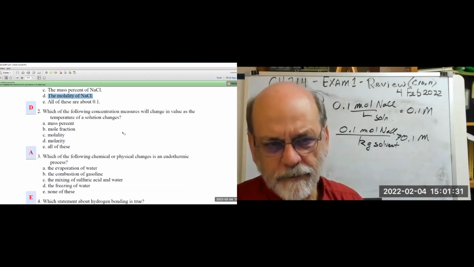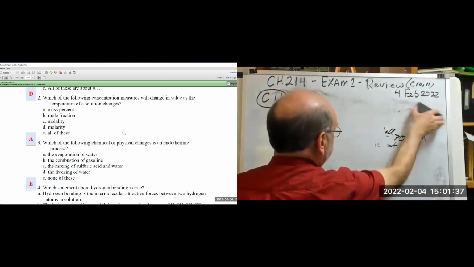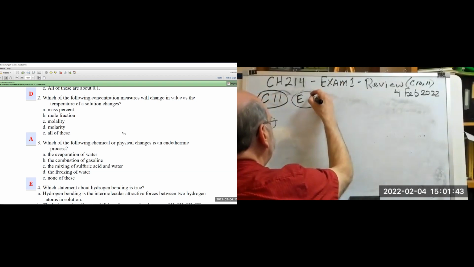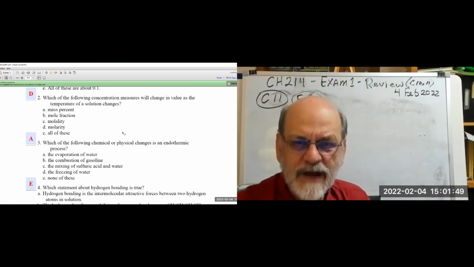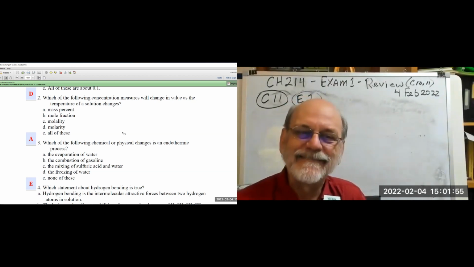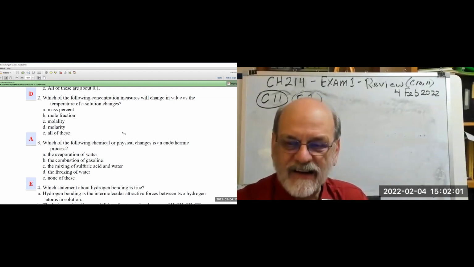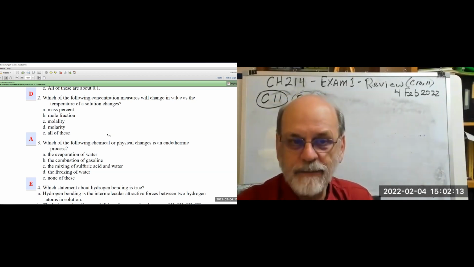How about 2? Which of the following concentration measures will change in value as the temperature of a solution changes? Okay. All we need to know is what physical factors determine these concentration units, right? And are any of those factors susceptible to change with temperature?